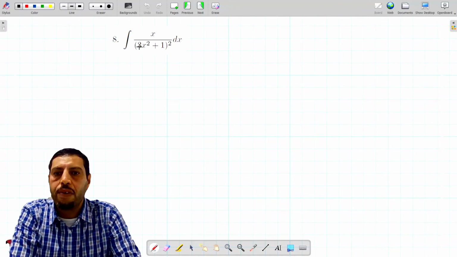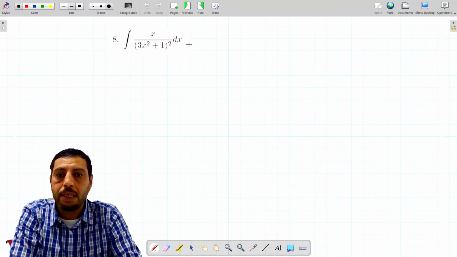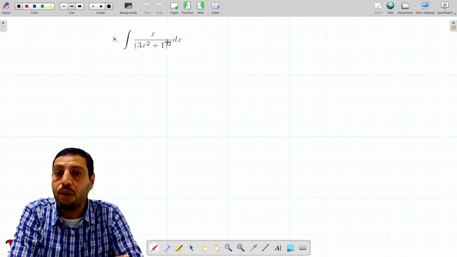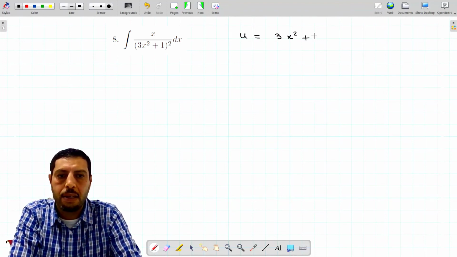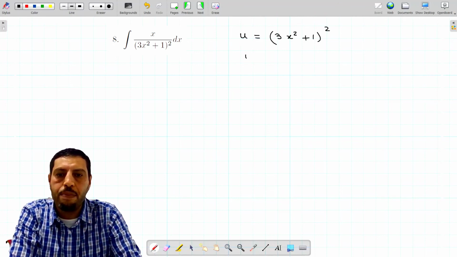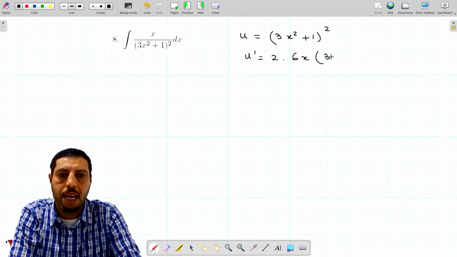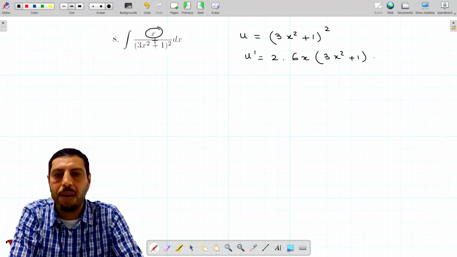The integral of x over 3x squared plus 1 squared. Here, my first thought goes for the third rule, because I see something like a fraction u prime over u. But if you try u prime over u, guys, you're gonna fail, because if you take the u as 3x squared plus 1 squared, so let's try, u is equal to 3x squared plus 1 squared. The u prime is not equal to x. The u prime will be 2 times 6x times 3x squared plus 1, which is not equal to x, and you can't obtain this by adjusting by constant.